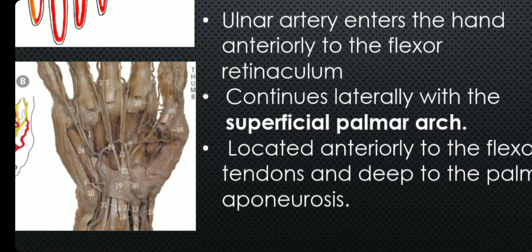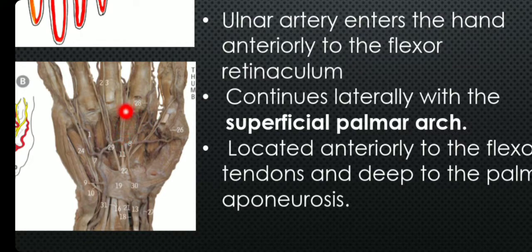The branches given out by the ulnar artery are the superficial palmar branch, and the three common digital and one proper digital branches which supply the medial 3.5 fingers. So, as you could see in the cadaveric image, this is the superficial palmar arch. This gives out one proper digital branch and three common digital branches, where this is the first common digital branch, this is the second common digital branch, and this is the third common digital branch.